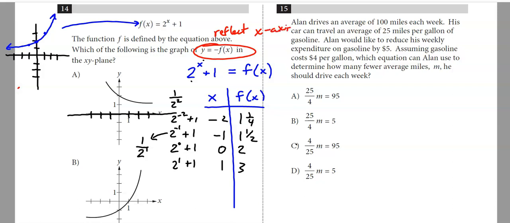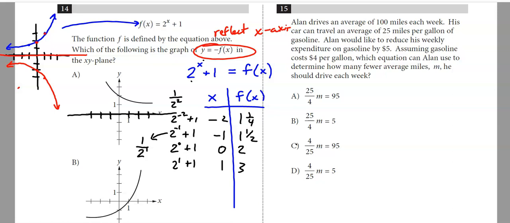So every point is going to get flipped or reflected over that axis. So we're just going to translate these points. If you're 2 up, you're 2 down. This point was 1, 3, so you're going to go 3 down. And we're going to have something that looks like that.